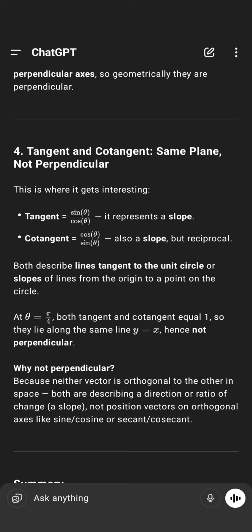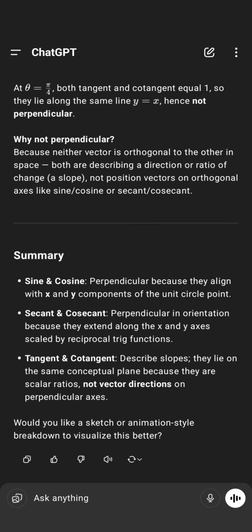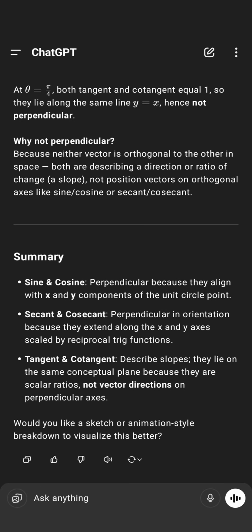Add theta equals pi over 4. Both tangent and cotangent equal 1, so they lie along the same line, x equals y, hence not perpendicular. Why not perpendicular? Because neither vector is orthogonal to the other in space. Both are describing a direction or ratio of change, a slope, not position vectors on orthogonal axes like sine, cosine, or secant, cosecant.